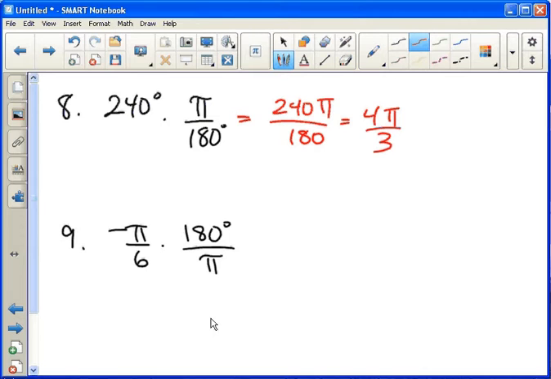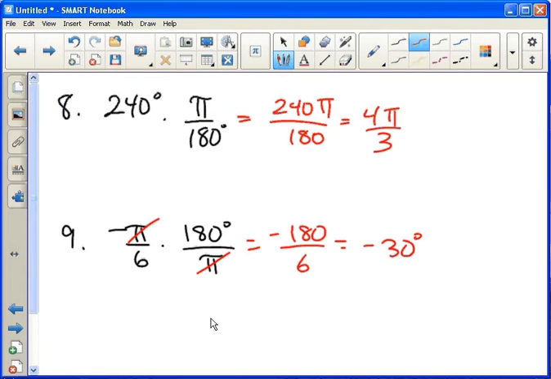Now for number 9, we're converting radians to degrees. So instead of doing pi over 180, we do 180 over pi. Whichever one you want needs to go on top. We want degrees, that's why 180 degrees is on top. In number 8, we wanted radians, that's why pi radians was on top. So here in number 9, the pi's cancel out, leaving you negative 180 over 6, which leaves you negative 30 degrees.